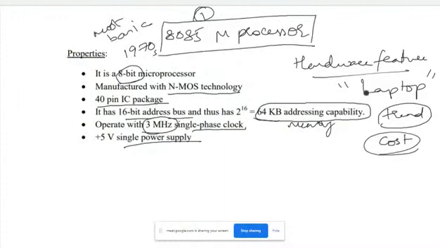So all these things you will also worry about the look, right? How much is the display?